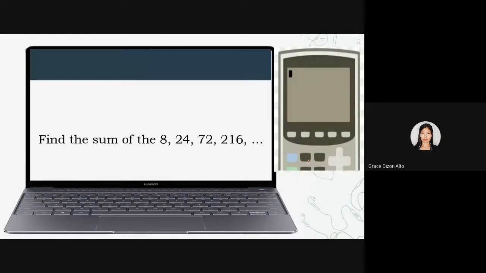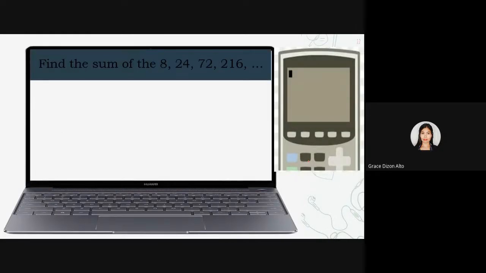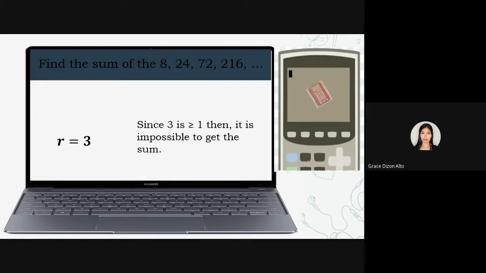Let's proceed. Find the sum of 8, 24, 72, 216. So always do the checking of the common ratio. So r is 3. So r is already greater than 1. So since r is greater than 1, then it is impossible to get the sum. This is not for infinity. It's impossible to get that because that's too big to compute. So we have nothing to do with it.